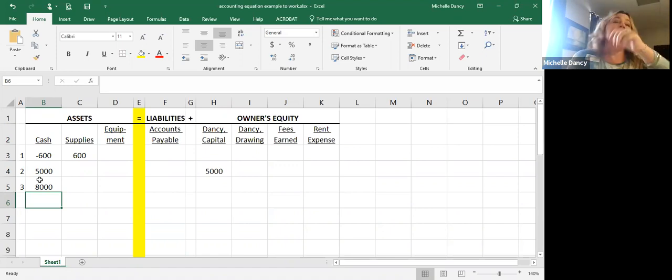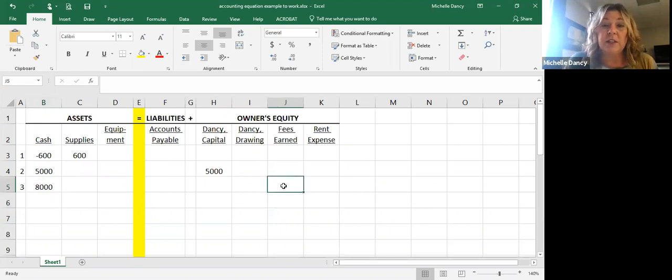Oh, excuse me so much. That means that I earned revenue. Remember, doing whatever it is we're in business to do is earning revenue. So performing services would be earning revenue. Have I earned more revenue or less revenue? I've earned more. So the balance in my revenue account is going up. And our generic revenue account that we've been using so far is called fees earned.